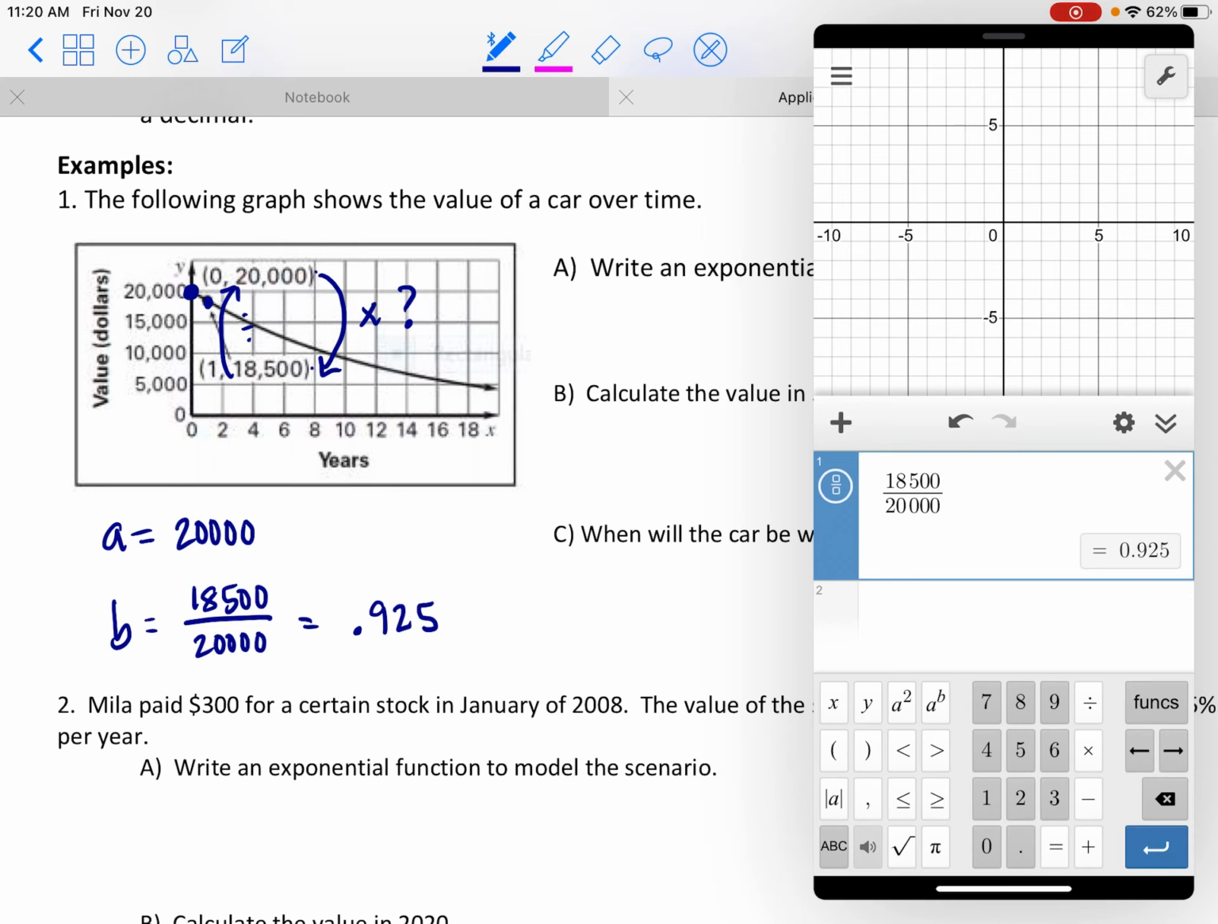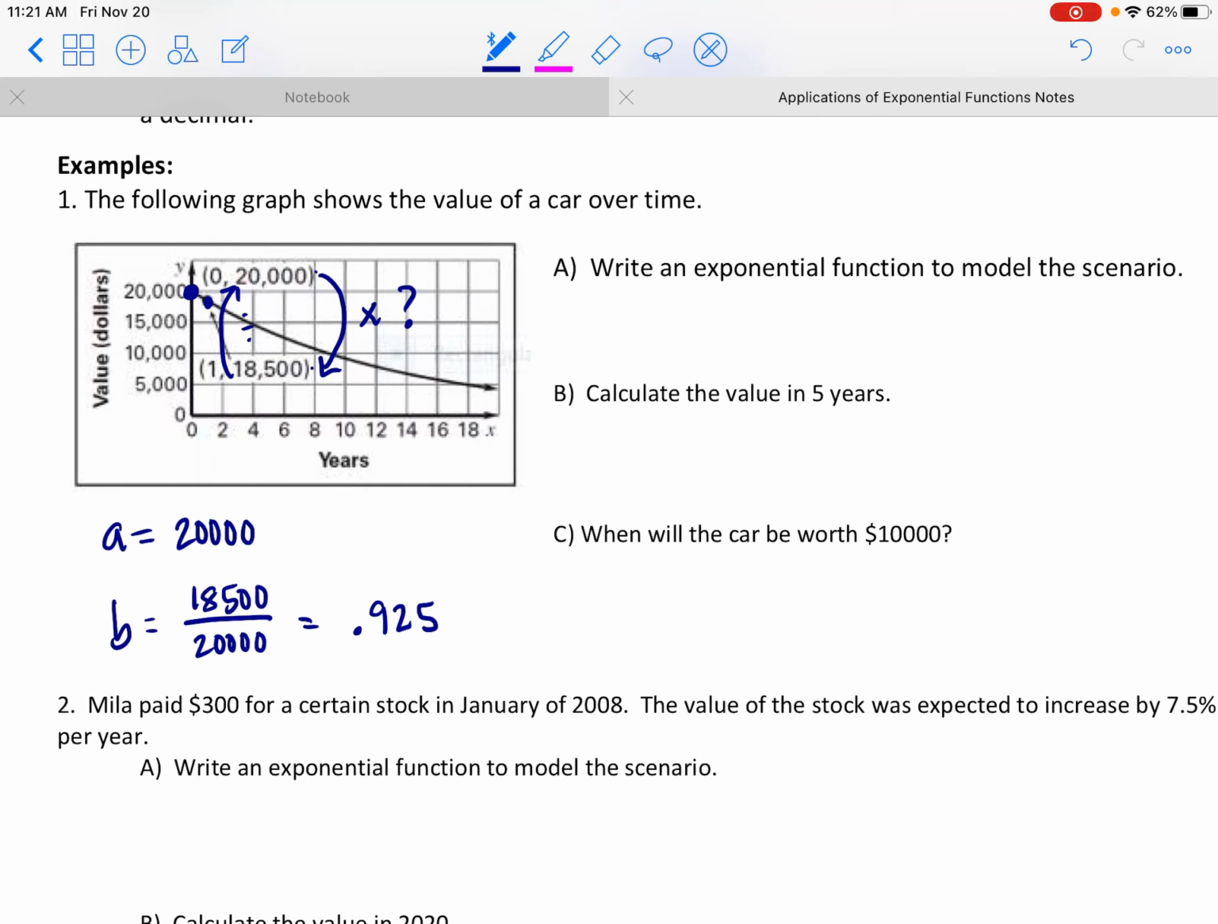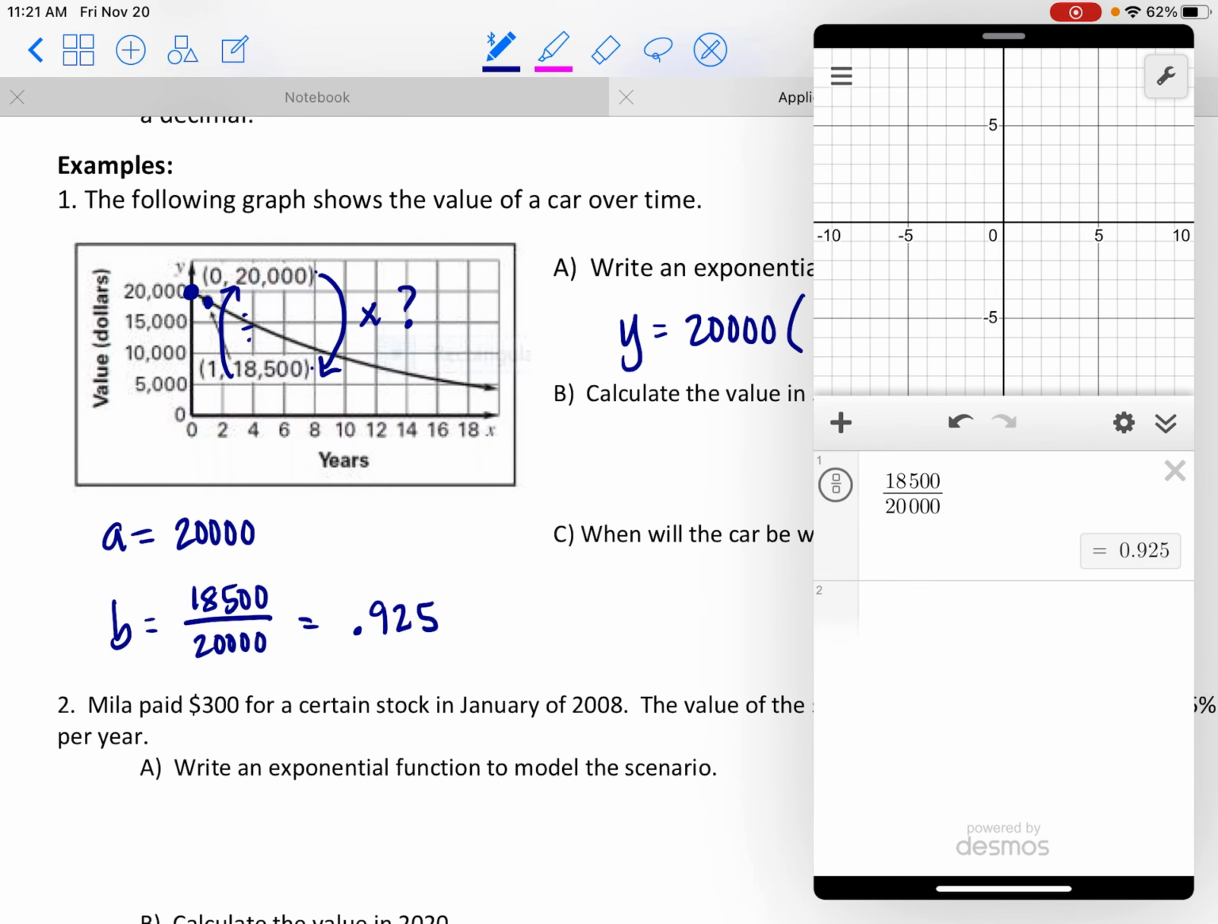Okay, I've lost 7.5%. And again, my base being some fraction or decimal between 0 and 1 confirms that this is exponential decay. It is decreasing. Okay, so I know a and b, which means my model is going to be 20,000 times 0.925 raised to the x power. And so now we can confirm this.